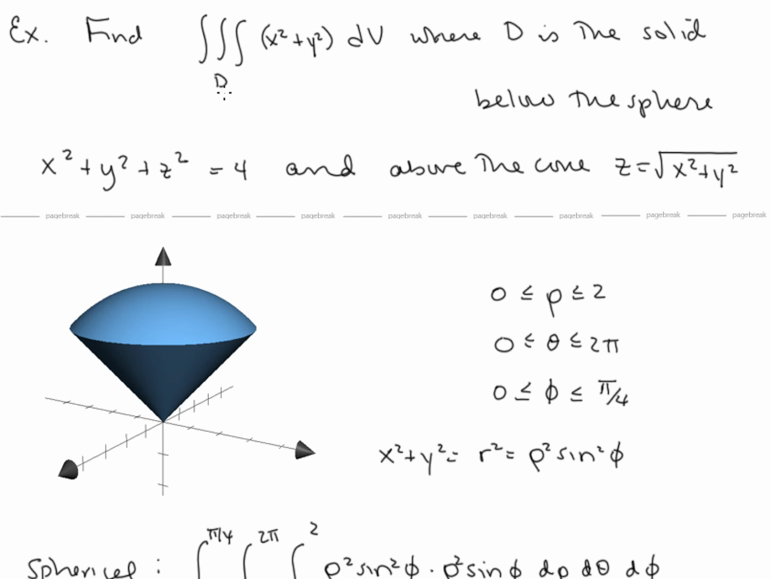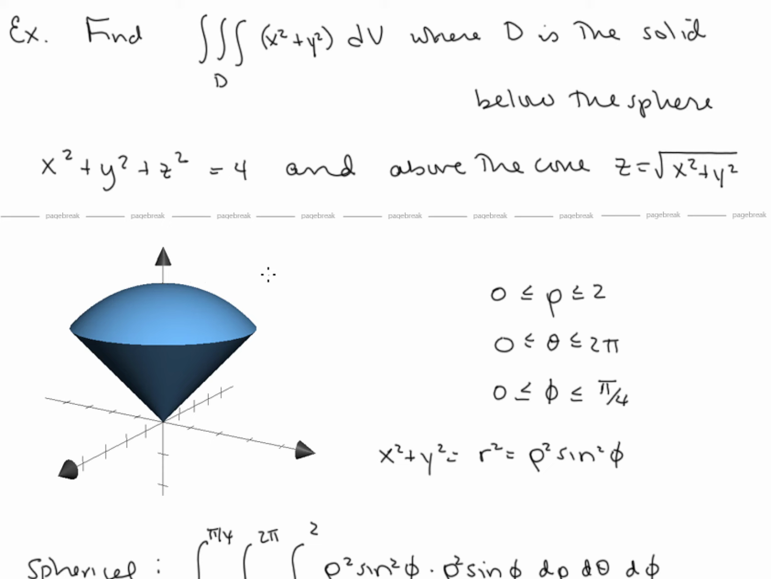So for example, find the triple integral over D of x squared plus y squared, where D is the solid below the sphere x squared plus y squared plus z squared equals 4, and above the cone z equals radical x squared plus y squared. So this is the solid that we're talking about. And because we have part of a sphere, we're thinking spherical coordinates.